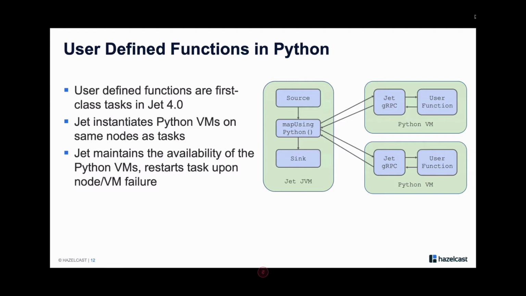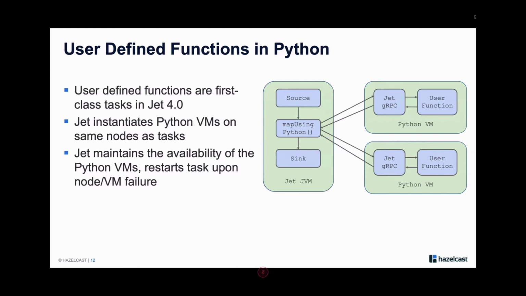And there's an element of simplicity here where Jet will maintain those Python VMs. So they'll start them up, they'll restart them if there's any node or VM failure. And you don't have to worry about a lot of the intricacies of managing two separate systems, the Jet pipeline or the Python VMs separately. So all of this is handled for you to make it simpler, and ultimately is also about providing that high performance for some of the capabilities that we provide.